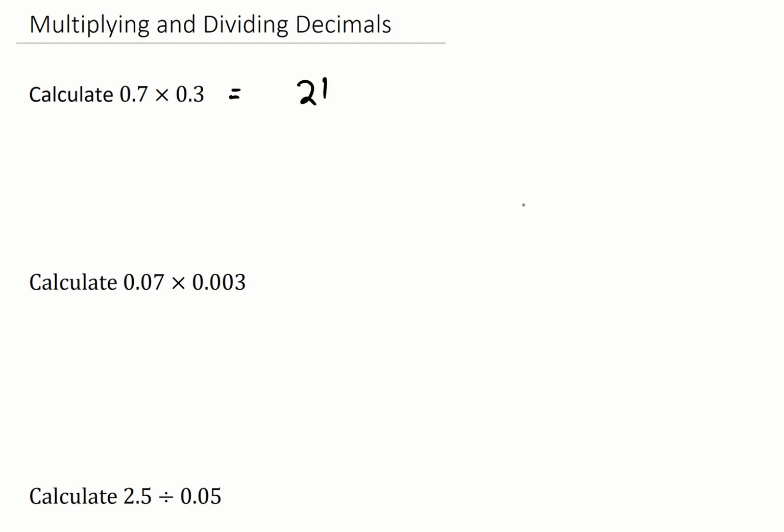And then you're counting how many decimal places are in each. So there's one decimal place here, one decimal place here. So I need 2 decimal places in my answer. I'll end up with 0.21. You might think, hey, how does that thing work?